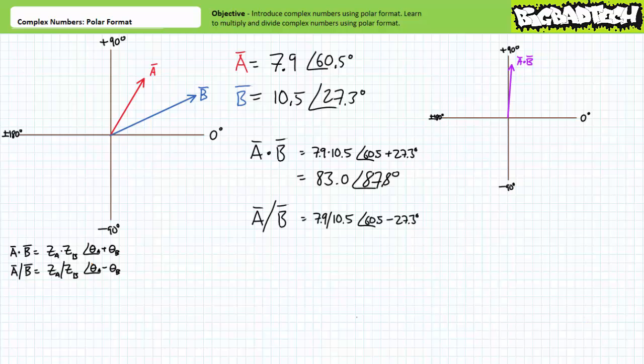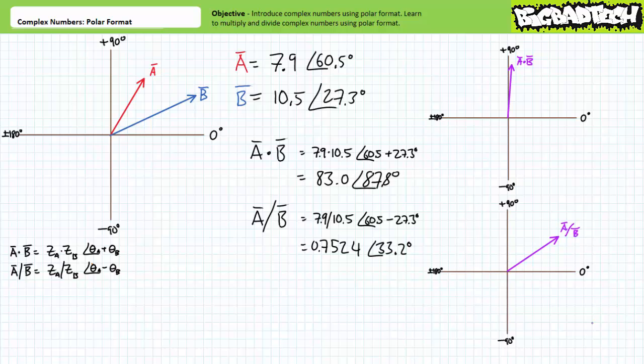If we're asked to perform the operation A divided by B, we'll divide 7.9 by 10.5 and subtract 27.3 degrees from 60.5 degrees to obtain the result 0.7524 at an angle of 33.2 degrees.